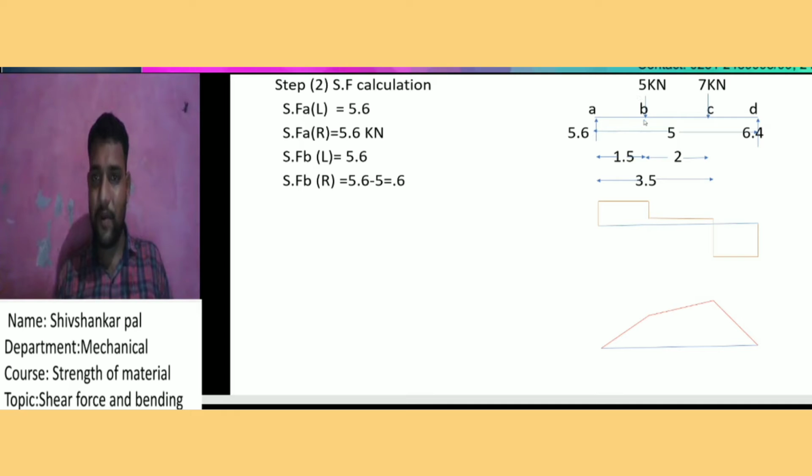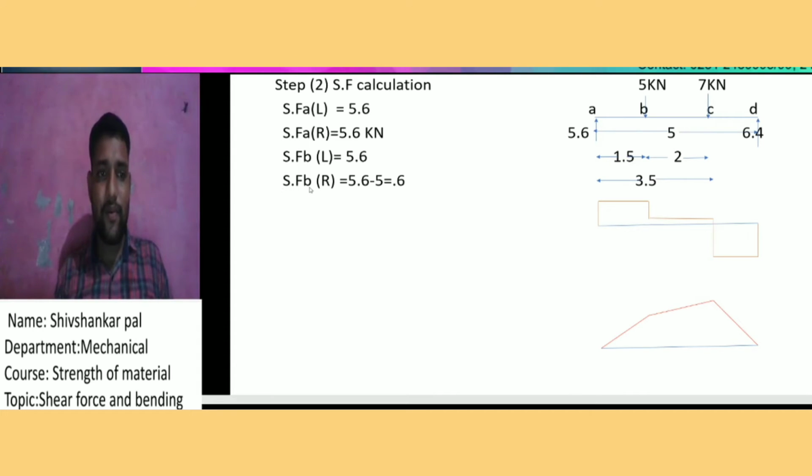I do not see the 5 kilonewton because I am not at point B. I am situated at the left of point B, so I start the shear force from here to here, and I only see from point A to B. At point B, I see only one force, that is 5.6 kN. So I say that the shear force at point B on the left-hand side is equal to 5.6.